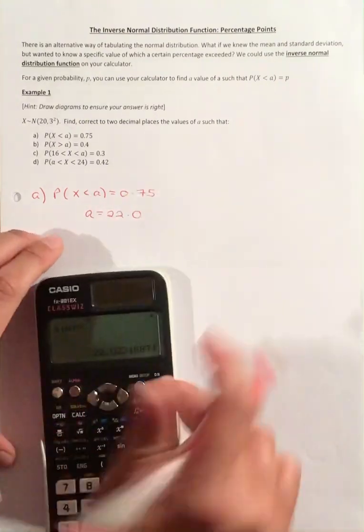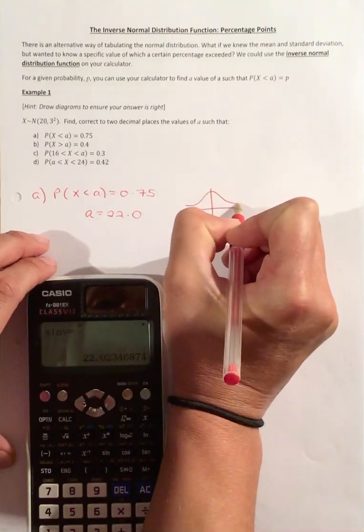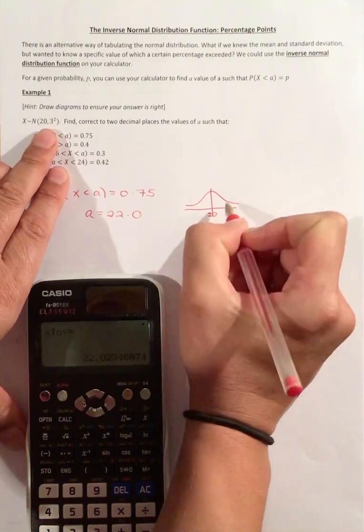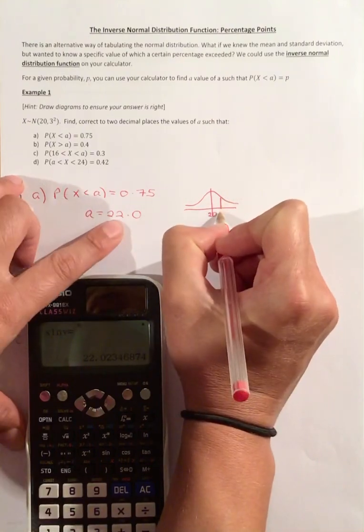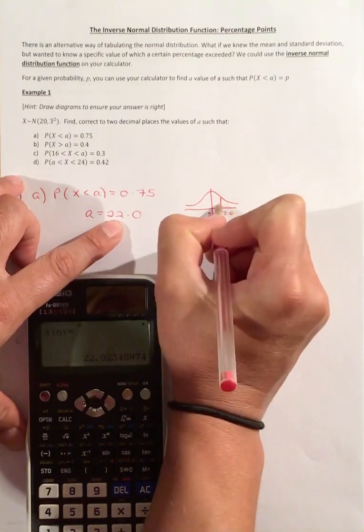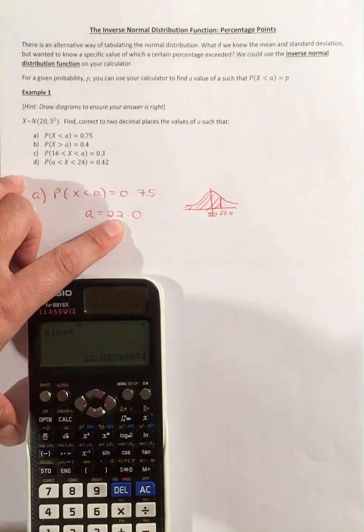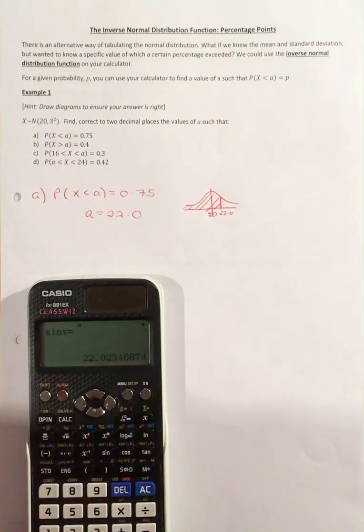Let's check that this makes sense using our bell-shaped curve. We know that our mean is 20. If we're looking at something more than 20, like 22.0, our probability of being less than that value is going to be greater than 0.5, so 0.75 makes sense. So we've checked by drawing a diagram.